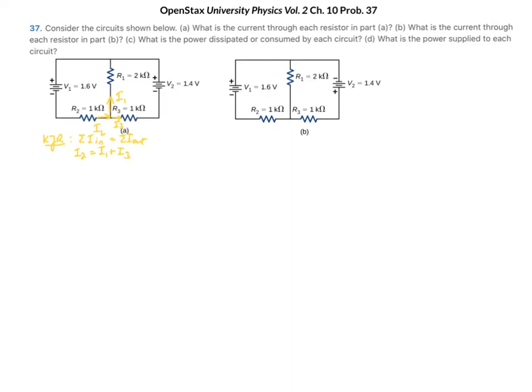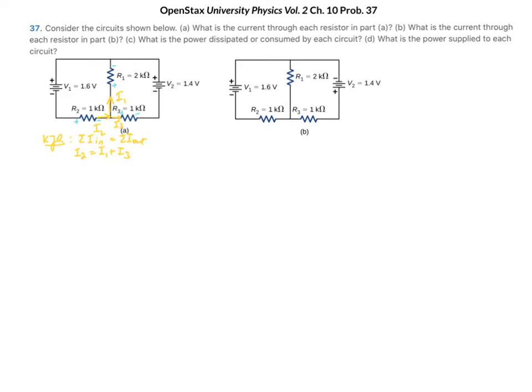Now, based on these currents, I can write down the pluses and minuses on the resistors, the higher potential and the lower potential end of the resistor. The current goes from high potential to low potential, so this end of the resistor will be positive and this end will be negative. That means this end is at the higher potential, and that end is at the lower potential. So now I have labeled my resistors.